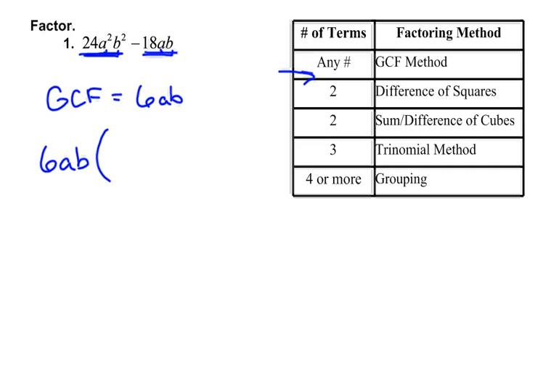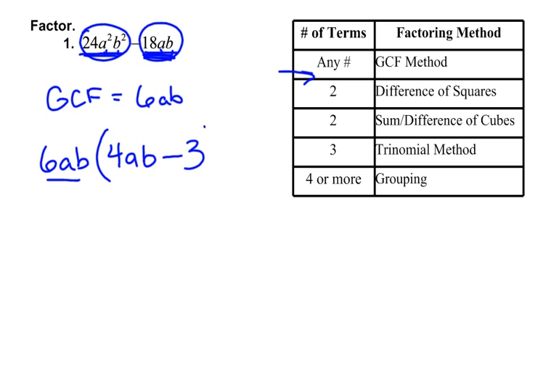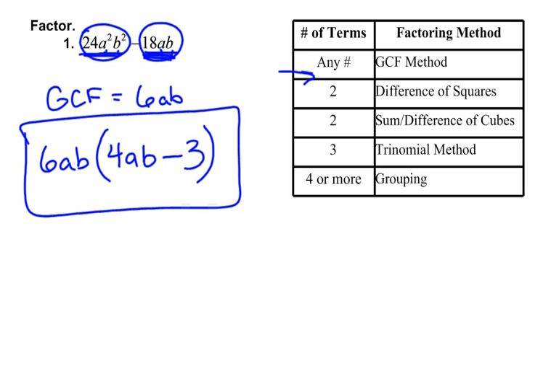Now if we divide 24a squared b squared by 6ab, that's going to leave us with 4ab. And you can double check yourself by multiplying that back out. Of course, it would give us 24a squared b squared. The next thing we're going to do is divide 6ab into 18ab. I'll give you a second to think about it. And hopefully you're seeing that we get a 3 when we divide that. So our factored out polynomial is going to be 6ab times 4ab minus 3.